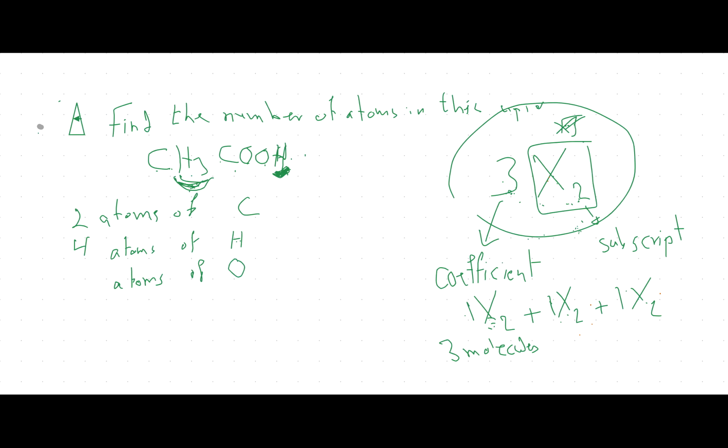One, and two. Very good. So you have 2 atoms of C, 4 atoms of hydrogen, and 2 atoms of oxygen. So the total number of atoms is 8. 8 atoms.